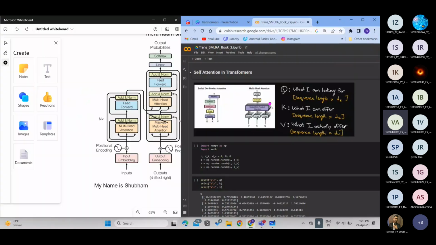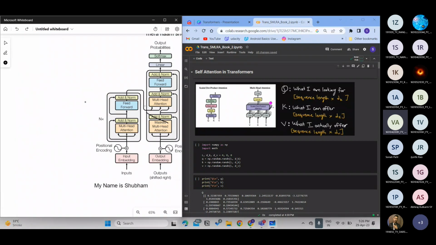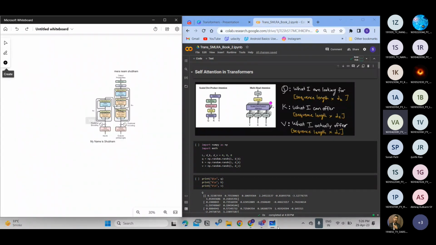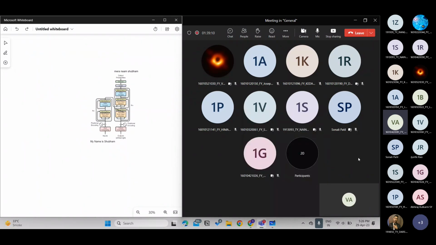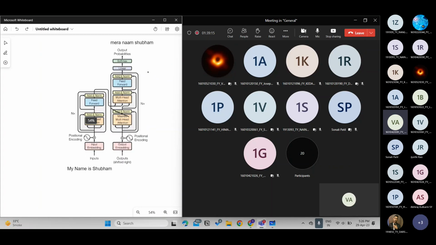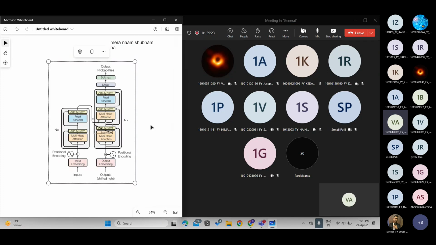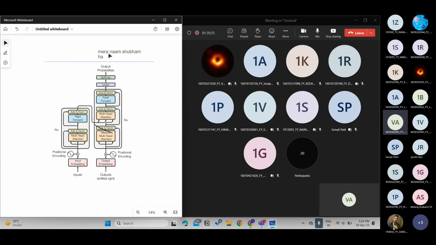So let's now start with the transformer. Is it clear till here? Is the intuition behind everything clear till here? If you have any doubt regarding it, you can ask. Is there any doubt? Okay, I assume as no one is asking, there might not be any doubt.